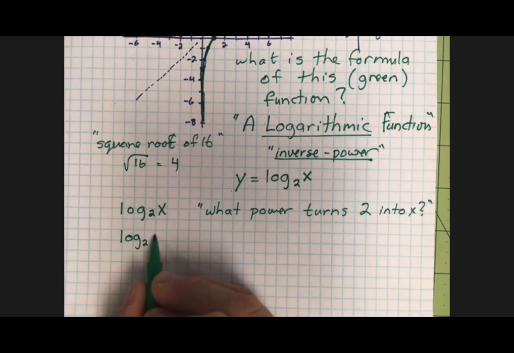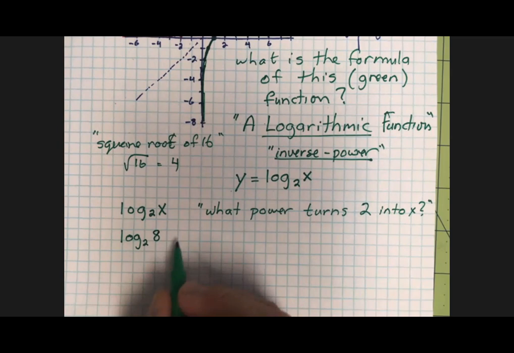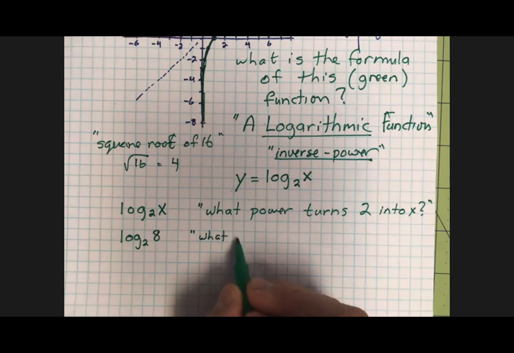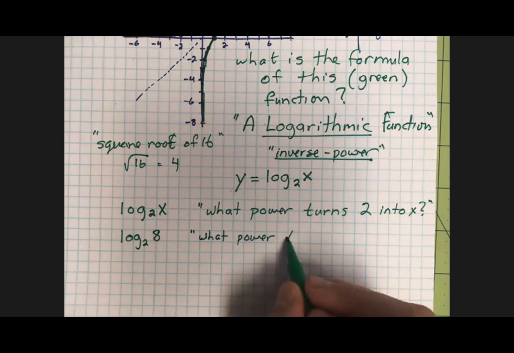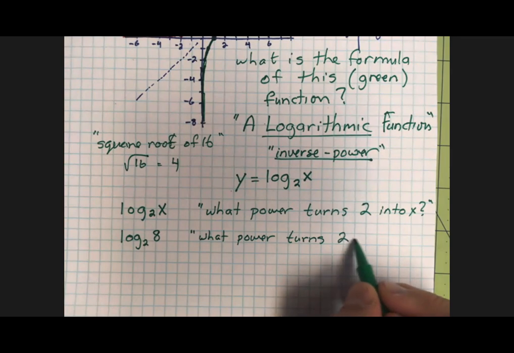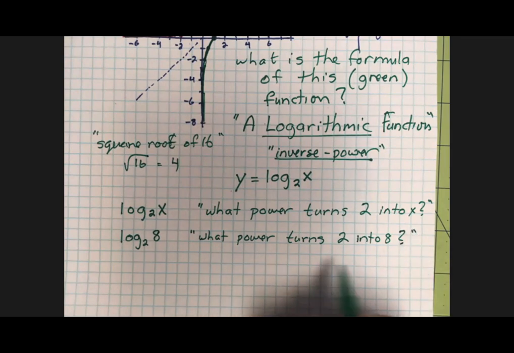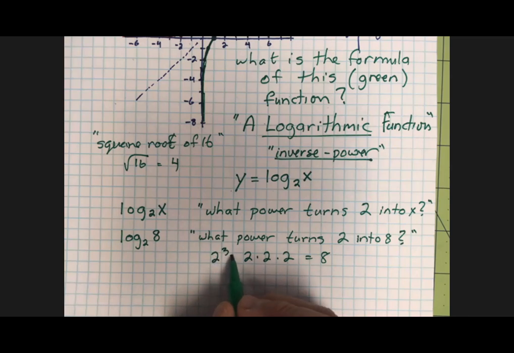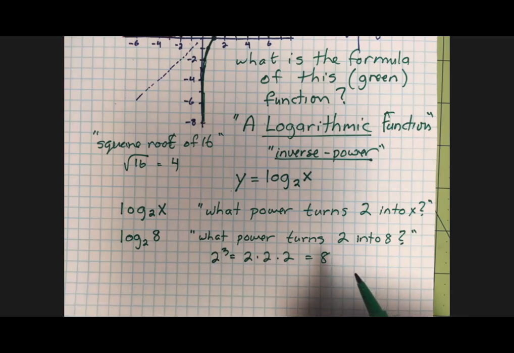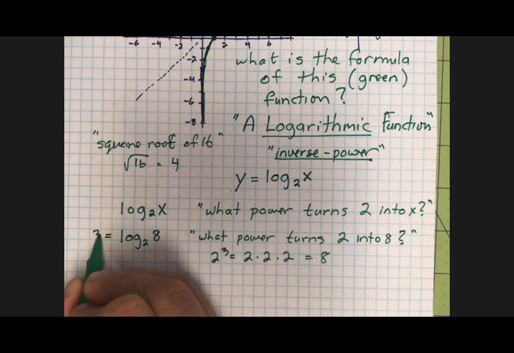If I said to you the log base 2 of 8, then in English, what I'm asking you is, what power turns 2 into 8? Now, you may not know immediately, but you've got some experience with 2. 2 times 2 times 2 is 8. Oh, the third power turns 2 into 8. So if someone asks you what power turns 2 into 8, you're supposed to say 3.